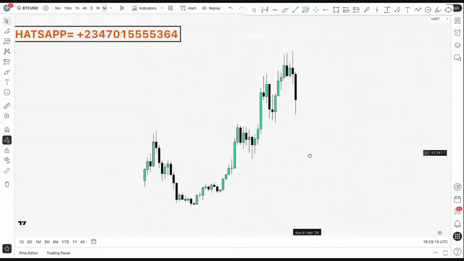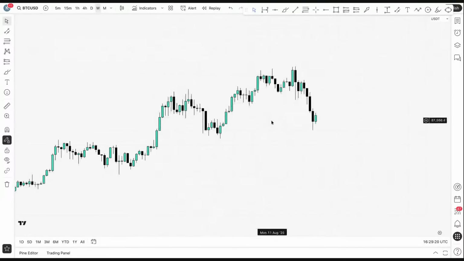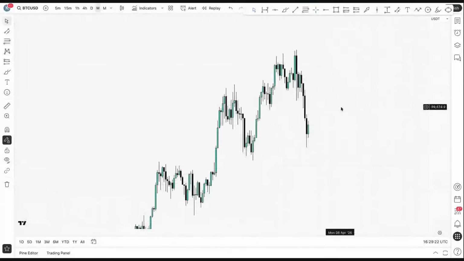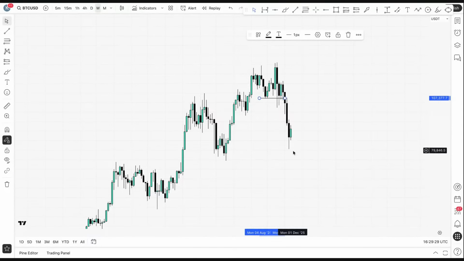So this is it. The monthly is bullish. How about the weekly? The weekly is what? For a moment, we have a shift in structure. But then there is an objective for that. This is a bearish market on the weekly.